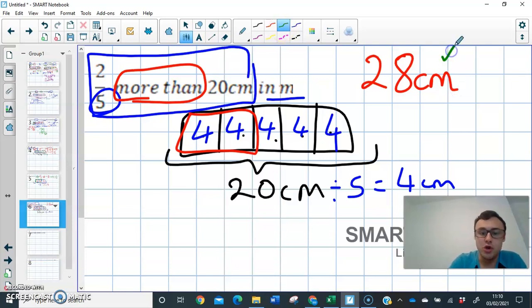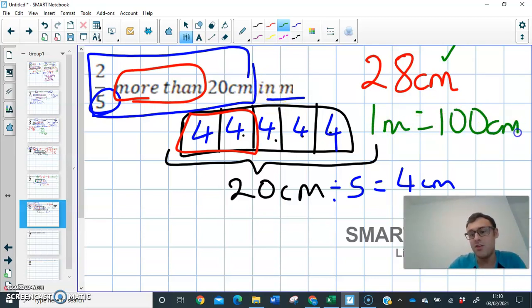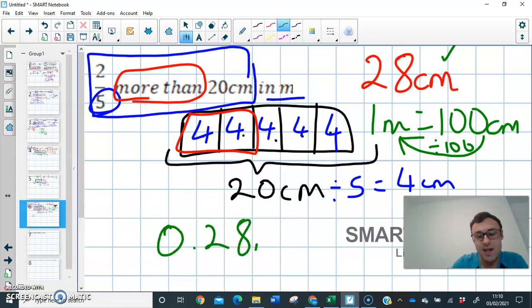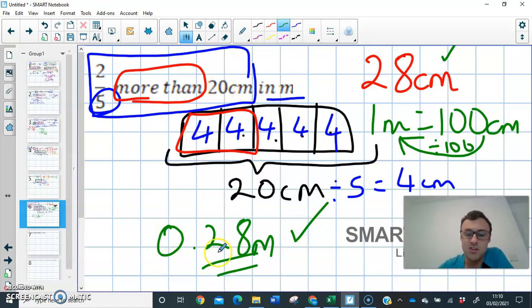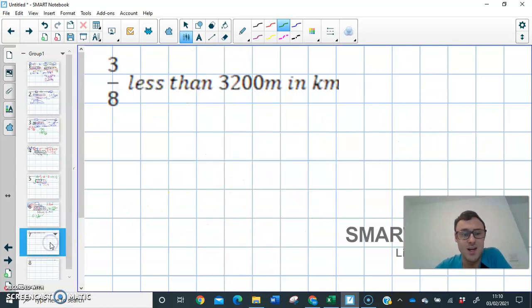Now, that is 2/5 more than 20. I now need to do this part, which is converting it to metres. So I know that 1 metre is 100 centimetres. So to get from centimetres to metres, I divide by 100. So I need to do 28 divided by 100, which is 0.28 metres. So 2/5 more than 20 centimetres in metres is 0.28. Remember, the number is getting larger, greater.